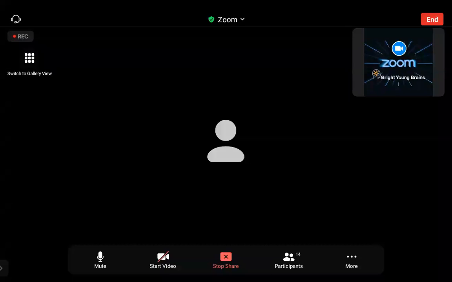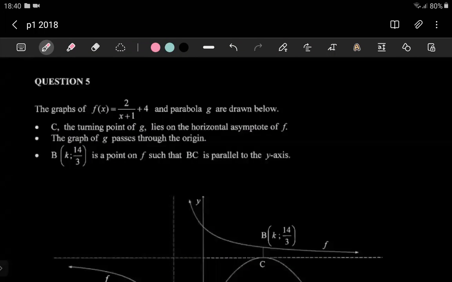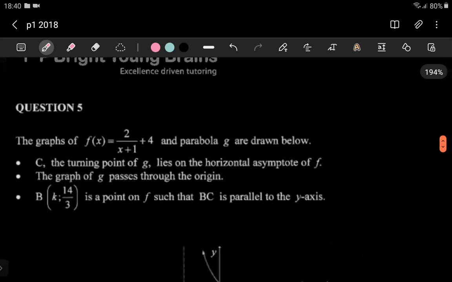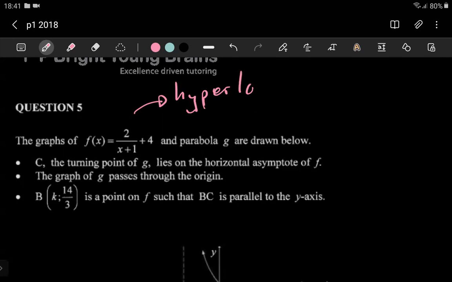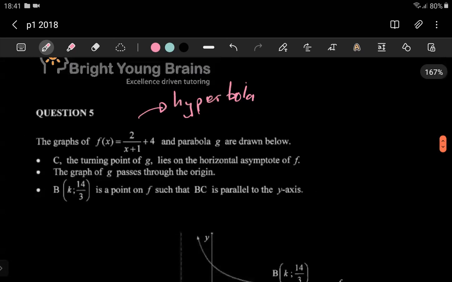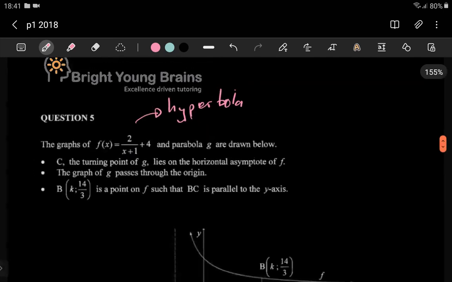is going to be lost, and then it's not going to be good. Anyways, question 5 here, right? Functions and graphs. We can clearly see here we're dealing with a hyperbola. So with this hyperbola, it says here the graphs of f of x and parabola g are drawn below.